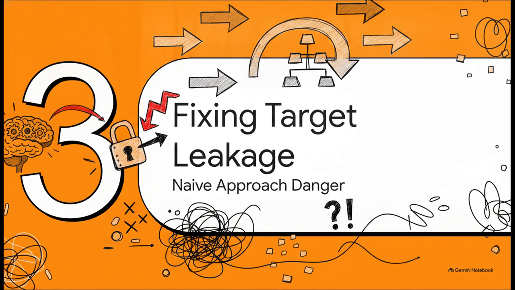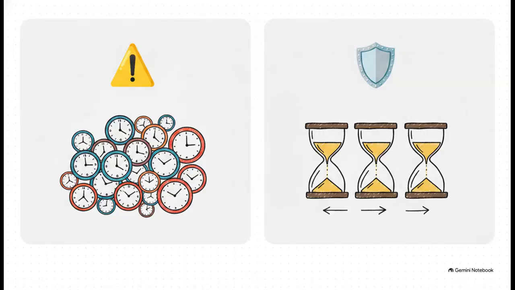Section 3. Fixing target leakage. The danger of the naive approach. So if you take a naive approach to this, you might think, hey, I'll just replace a city name with the average purchase amount for that city across all my data. Sounds smart, doesn't it? Well, actually, scratch that. It's incredibly dangerous. CatBoost solves this trap with something called ordered target encoding. What it does is artificially create a timeline, carefully calculating those averages using only the historical data that realistically would have been available up to that exact moment in time.